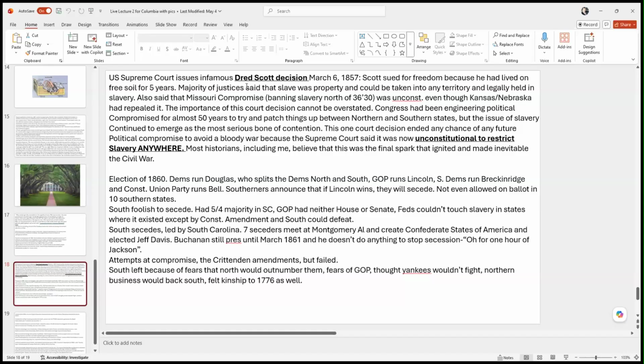They say it's unconstitutional to try to restrict slavery anywhere. So basically, they invalidate all those previous compromises that have been done to try to patch things up between the North and the South. All those things are considered illegal. So from now on, you can't restrict slavery anywhere. It can be in the North, can be in the South, can be anywhere. They basically reaffirm that slaves have no rights. So this is like the last straw. There's really no way for the politicians to find a way out of this one. This is kind of the end of any chance of compromise.